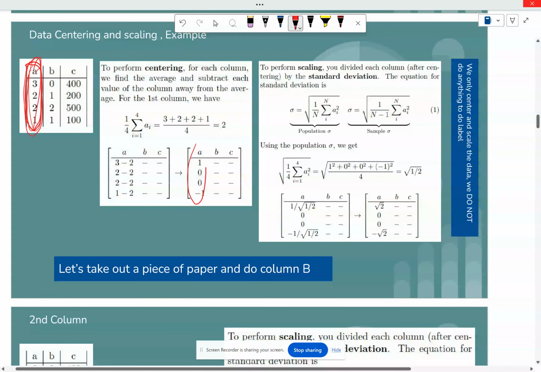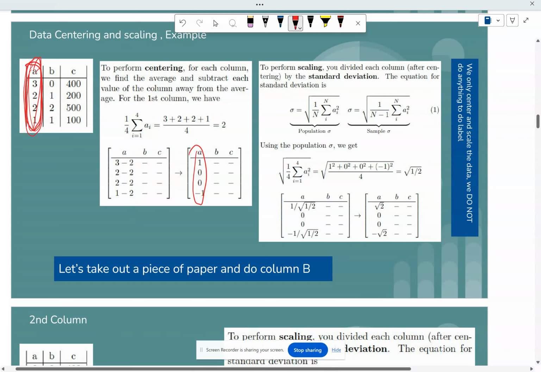So after you do this, the standard deviation equation is essentially the L2 norm of this, divided by n. So you look at this, you just square each value, divide by 4 because there are 4 numbers, and then you take the square root. So basically, you subtract the mean away, then divide by the standard deviation.